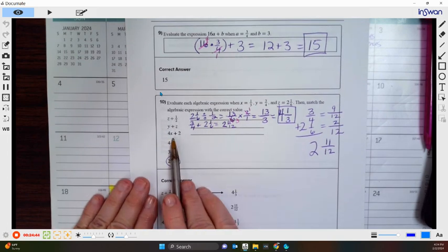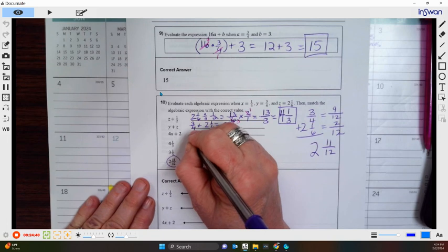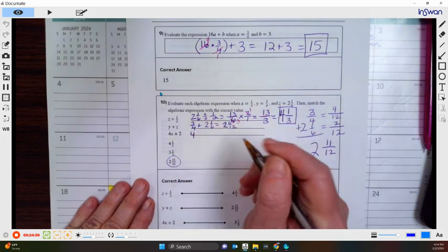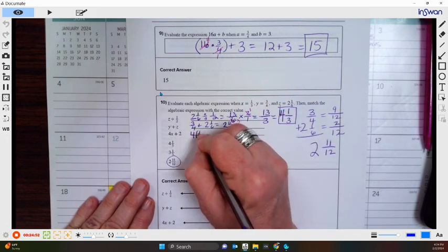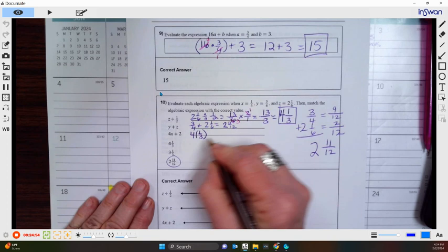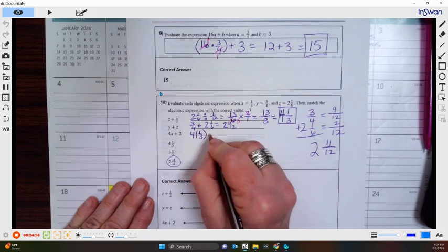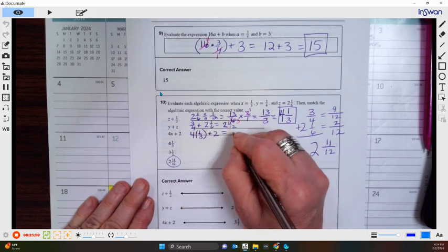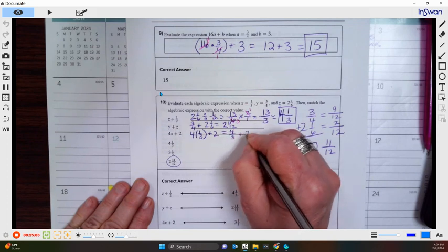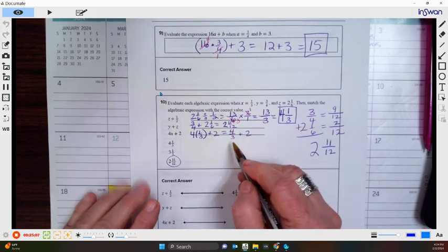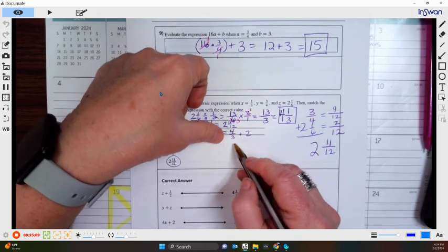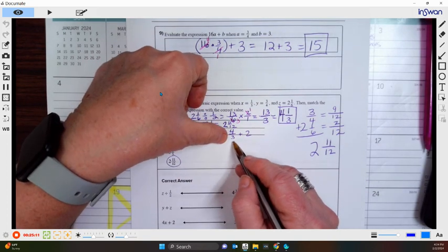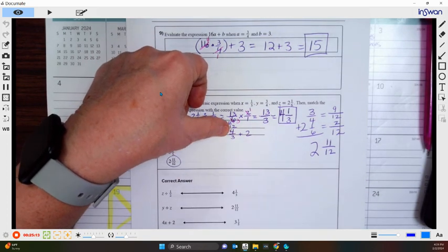And then the last one, we have 4 times x plus 2. So basically, you're just doing 4. X is 1/3, so 4 times 1/3, that equals 4 over 3, plus 2. So 4 times 1 is 4 over 3, so 4 over 3 plus 2. 4 over 3, if I add that, that's going to be 3 goes into 4 one time with 1 left over.